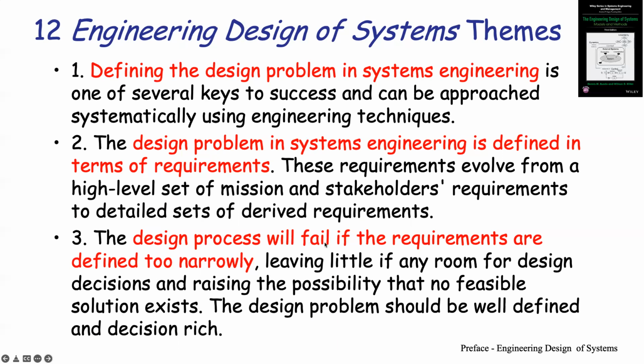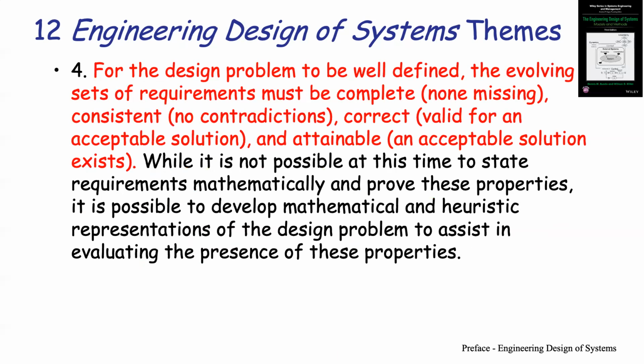Number 3, the design process will fail if the requirements are defined too narrowly. You need some flexibility, because as you get into the design process, there will have to be some give and take. You may have some requirements that, although noble, may not be realizable with the available technology. And so those are some things that will have to take place as you start to get into the design process. Number 4, for the design problem to be well-defined, the evolving set of requirements must be complete.